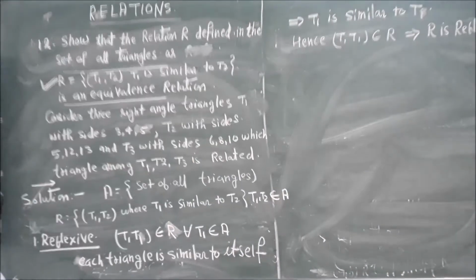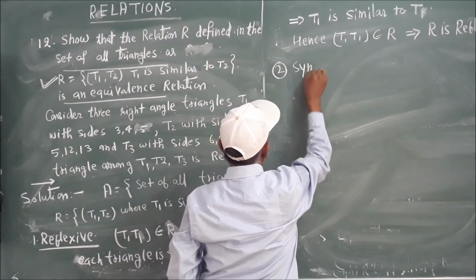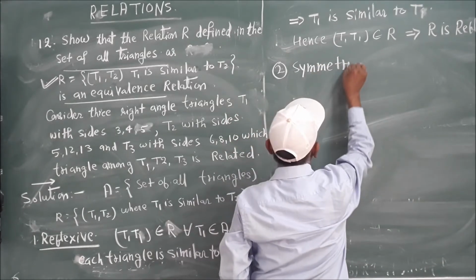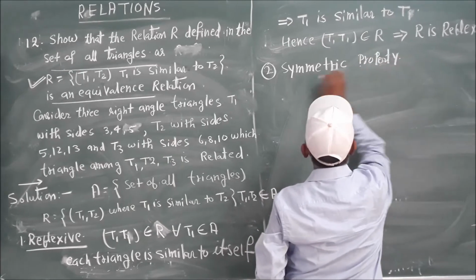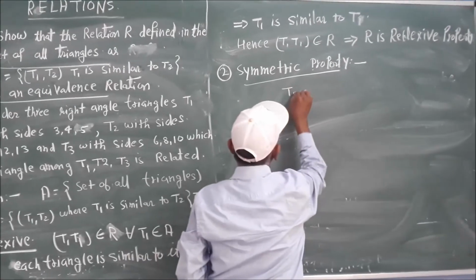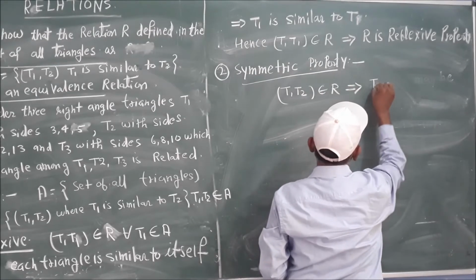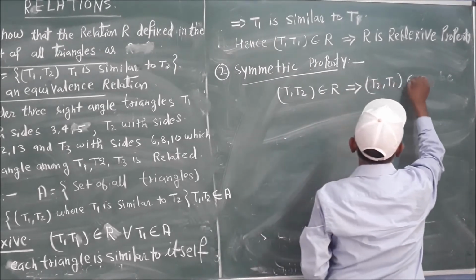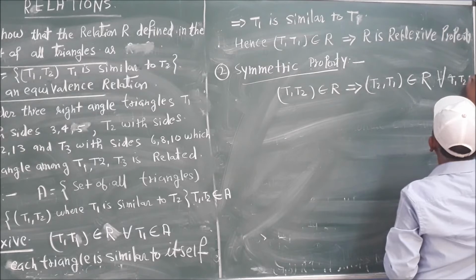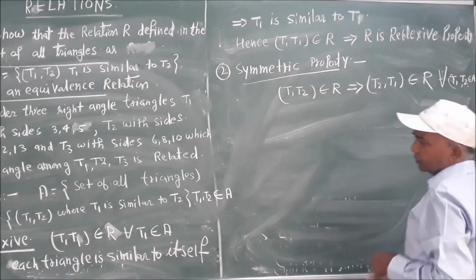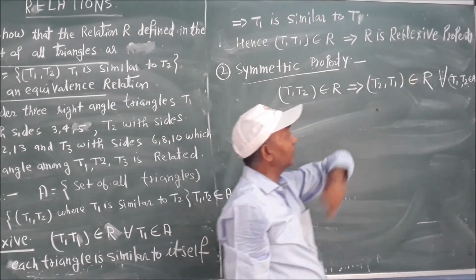Second is the symmetric property. For the symmetric property, (T1, T2) belongs to R implies (T2, T1) belongs to R, for all T1, T2 belonging to A. If T1 and T2 are elements of set A, and (T1, T2) is in relation R, then (T2, T1) is also present in relation R.